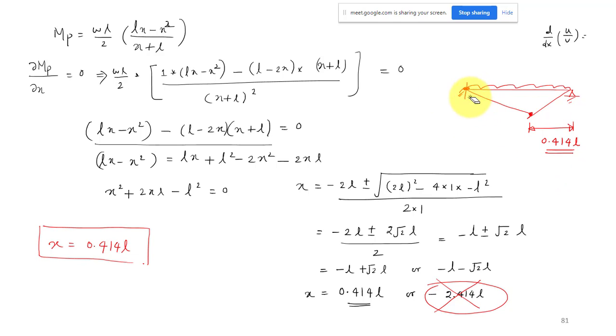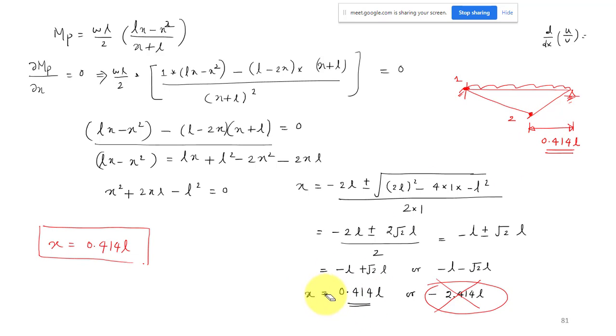So this will be the first plastic hinge. The second plastic hinge will be somewhere at this section. It will not be at L by 2, it will not be at 0.5 L, it will not be at the midspan. It will be somewhere here near the midspan, but at 0.414 L from this simple support, not from the fixed support. This is the second plastic hinge location actually. So this is the value for x.